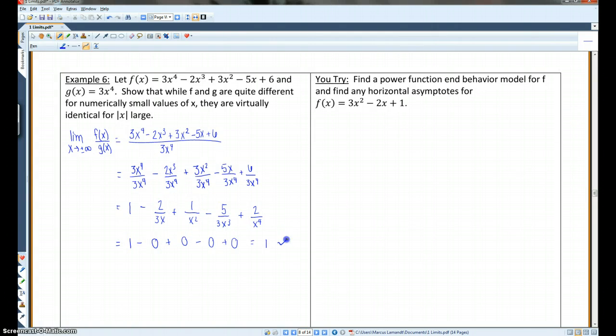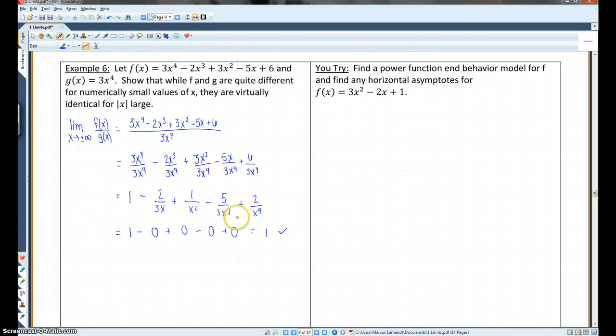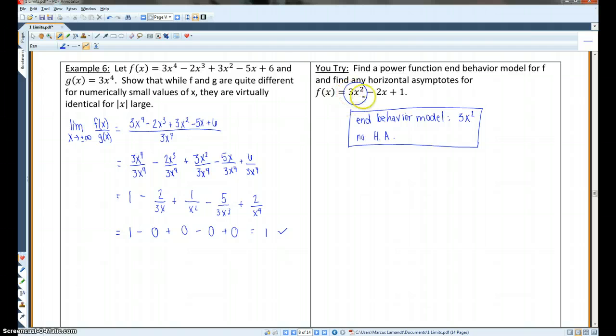Alright, why don't you go ahead and pause the video here, try this one, and then when you think you have the answer, just hit play. Alright, this is the answer you should have gotten. The end behavior model is just the first term here. And if you graph it on your calculator, you'll find that there are no horizontal asymptotes.